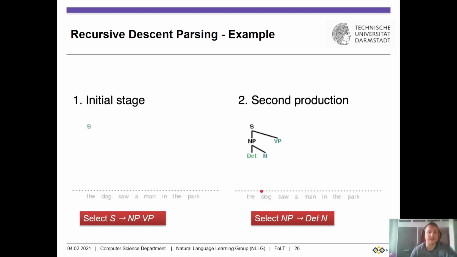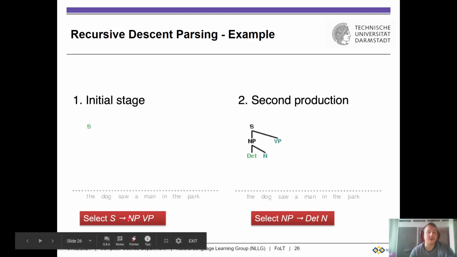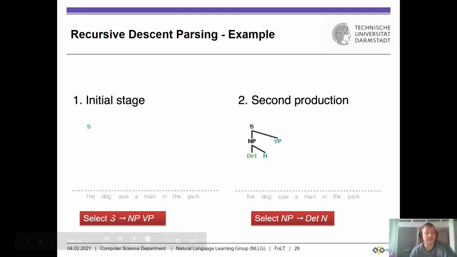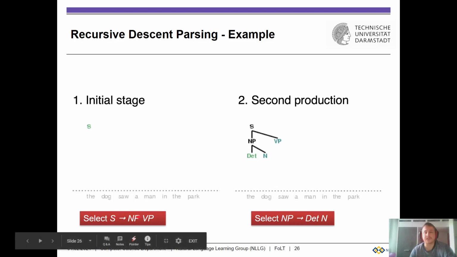Let us do an example parse. In recursive descent parsing, we start with S. We have our high-level goal to construct a parse tree for the sentence. Now let's say in our grammar we choose S expands to NP VP. Maybe this is our only rule that involves S on the left-hand side, or maybe this is the first rule that involves S on the left-hand side. So then we're going to choose this rule.